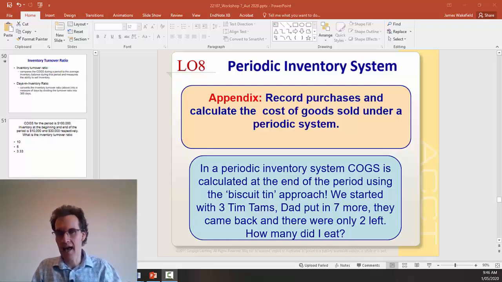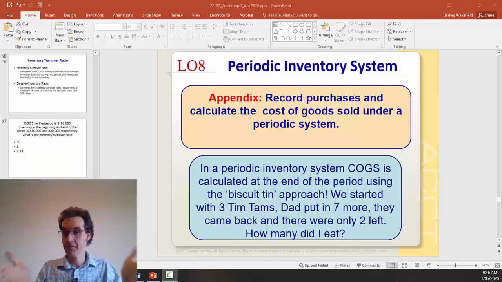Let's move on and look at the last learning objective for today's workshop, which relates to the periodic inventory system. This is where a retailer determines its cost of goods sold at the very end of the financial period, and this relates to businesses that traditionally conducted stock takes.